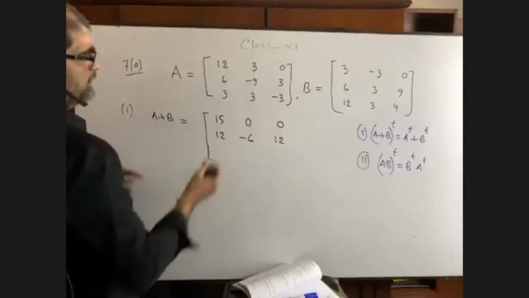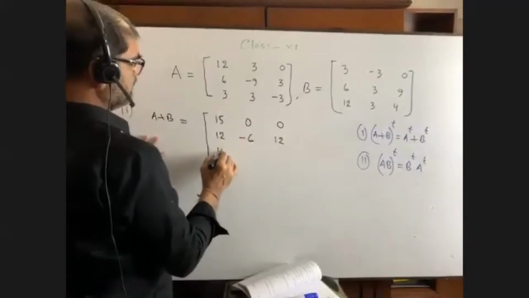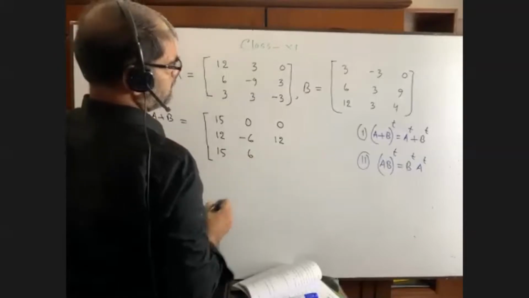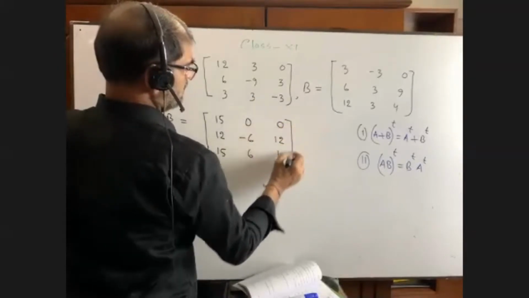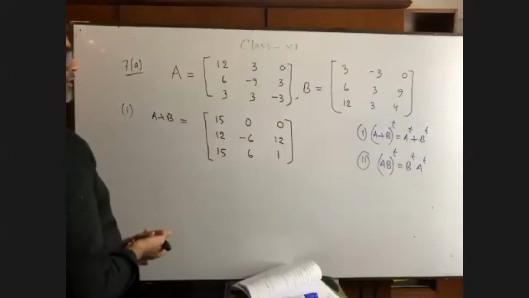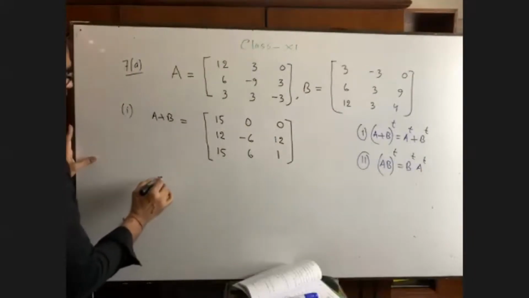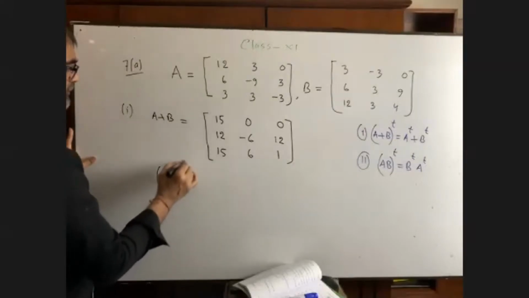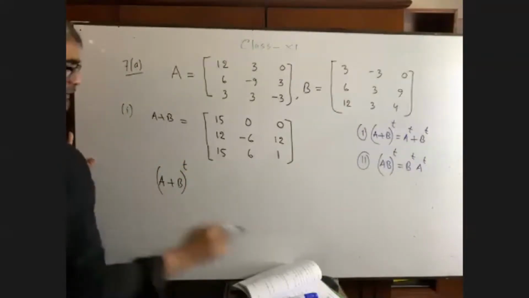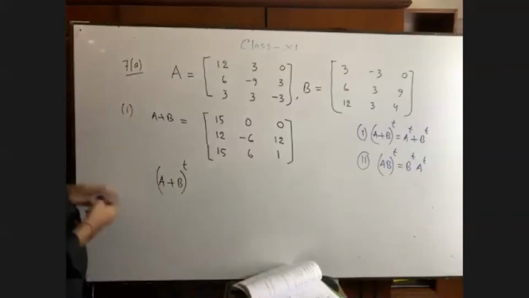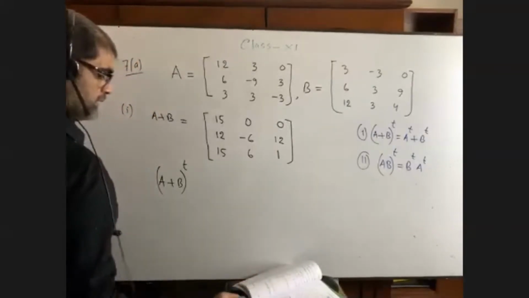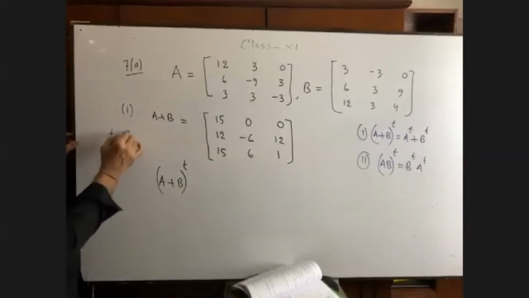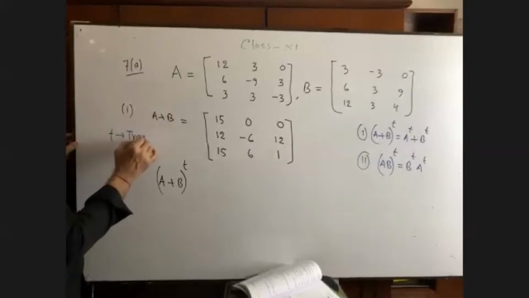Now you see, 3 plus 12 equals to 15. Then 3 plus 3 equals to 6. Minus 3 plus 4 equals to 1. This is A plus B, right? Now, if it is told to determine (A plus B) transpose, the word is transpose. Here T is for transpose. I will make you understand in the definition today. Write down T for transpose.